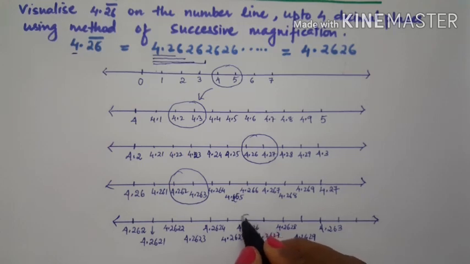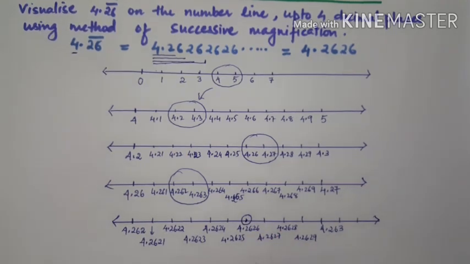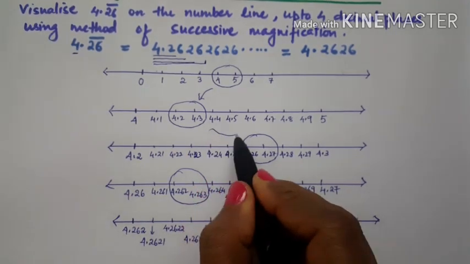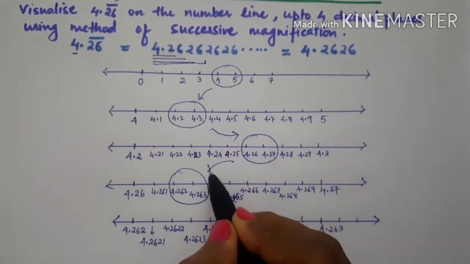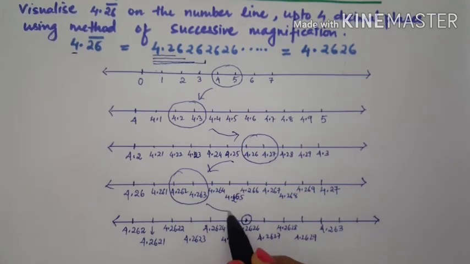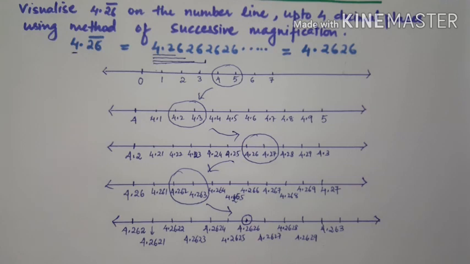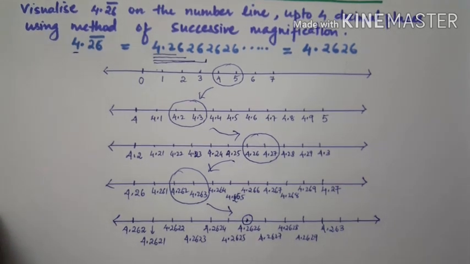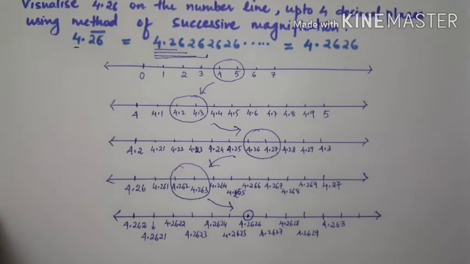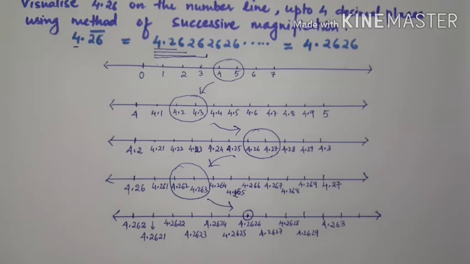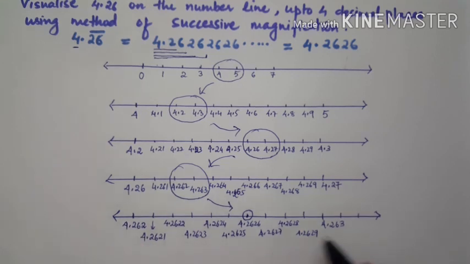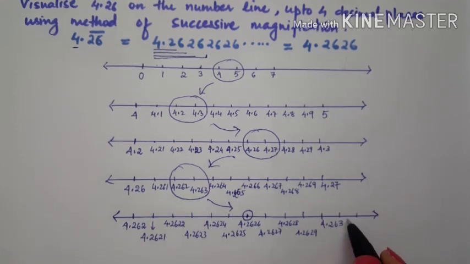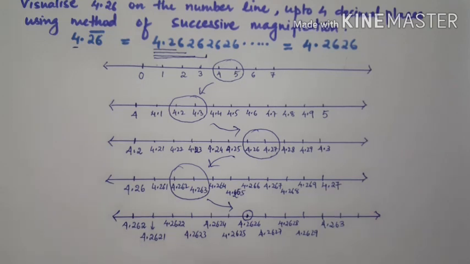Number 4.2626 is here. So we have magnified the number line to show this number up to 4 decimal places. This number is a non-terminating recurring number. So we have represented a rational number on the number line.